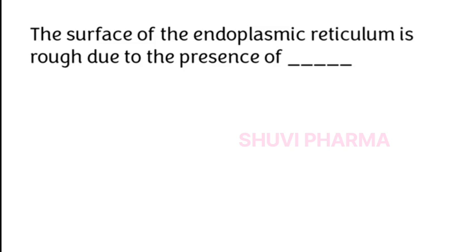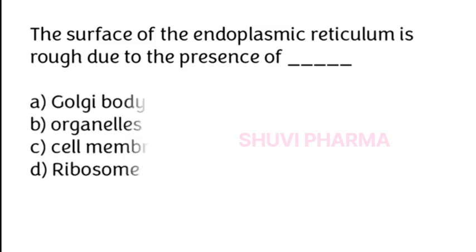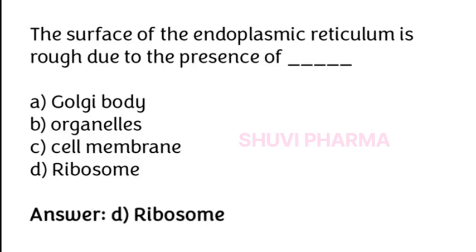The surface of the endoplasmic reticulum is rough due to the presence of Golgi body, organelles, cell membrane, ribosome. The correct answer is option D. The surface of the endoplasmic reticulum is rough due to the presence of ribosome.